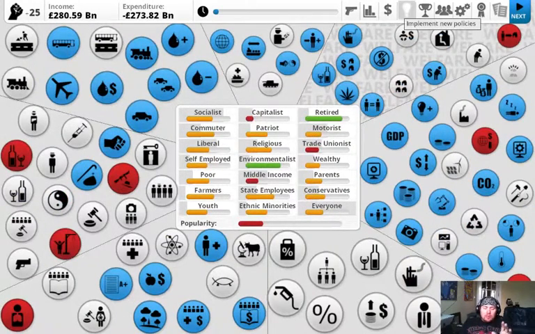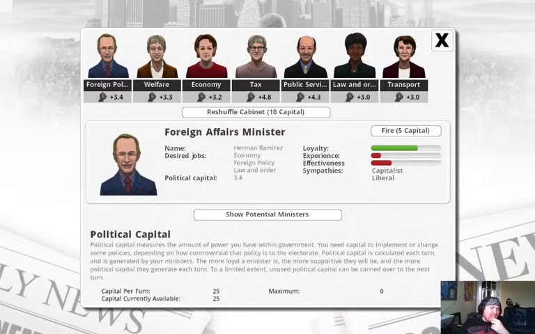Okay, policy ideas, we will get into them in the next episode. Achievements, again, we will ignore them for the moment. No need to look at them. This one, however, cabinet ministers, this determines how much political capital you get per turn. Political capital is used to enact policies and make policy decisions.